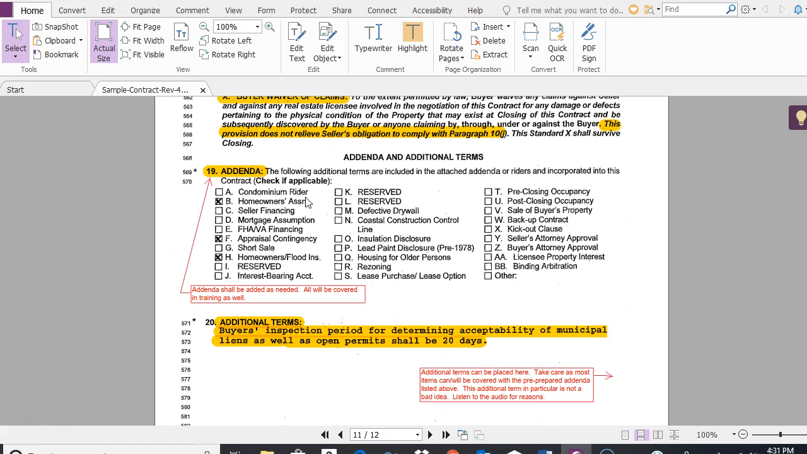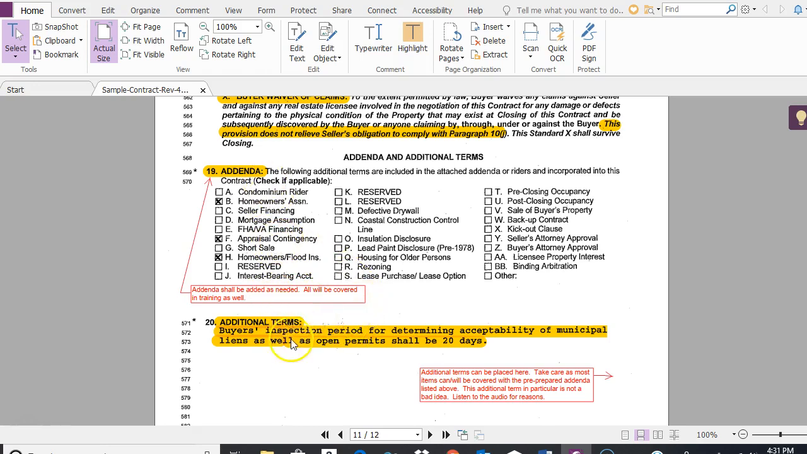Now, if you're including that, like in this case, I just checked, we got paragraph B, homeowners association. There's an addenda or a rider that goes along with the contract that talks about homeowners association. If the property is in a condominium, it covers that. We're going to go over all of these, but anything that you're including with the contract needs to be listed here because it makes it part of the contract, all right? Now, addenda will be added as needed, and it will be covered in the training as well. I kind of have that note, all right?